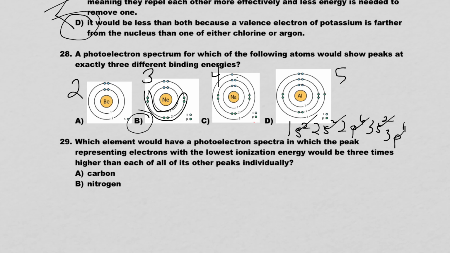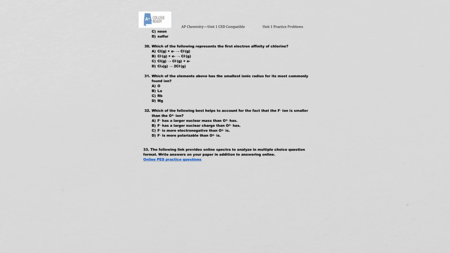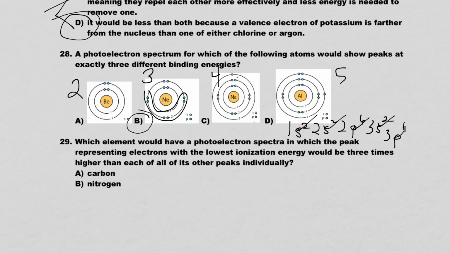All right, 29. Which element would have a photoelectron spectrum in which the peak representing electrons with the lowest ionization energy would be 3 times higher than each of all of its other peaks individually? Okay, let's look at the other 2 answers. Neon and sulfur. So what peak has lowest ionization energy? It's going to be the last one, the valence. Would be 3 times higher than each of all the other peaks individually.